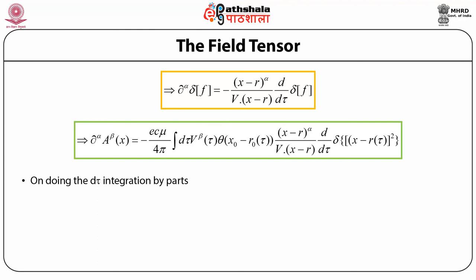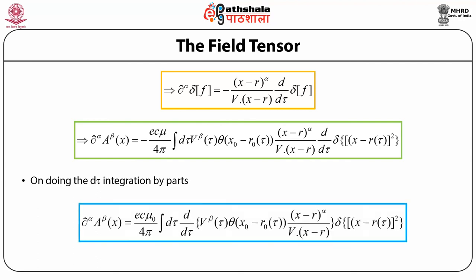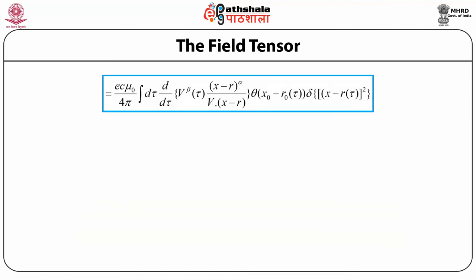On doing the d tau integration by parts, we get del alpha A beta of x equals e c mu naught by 4 pi into integral d tau d by d tau of [v beta tau theta of (x naught minus r naught tau) into (x minus r) alpha divided by v dot (x minus r)] into delta of (x minus r tau) whole square. As before, the derivative of the theta function yields a delta function, which constrains the other delta function to delta of minus r square. Since the origin is already excluded, this term does not contribute.